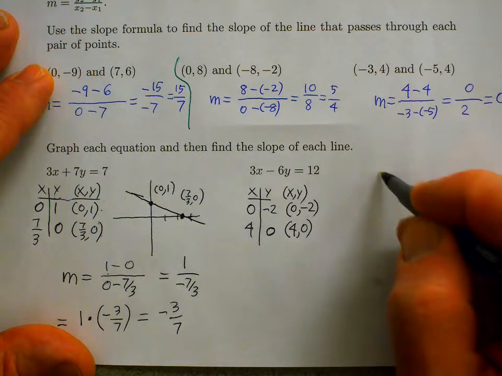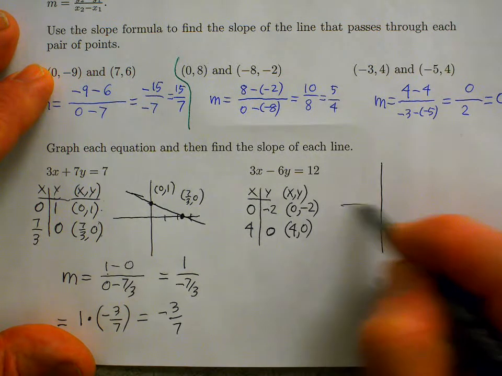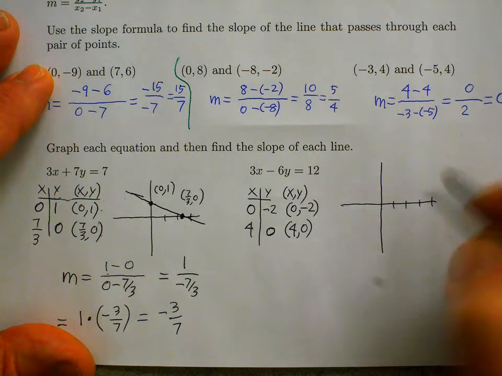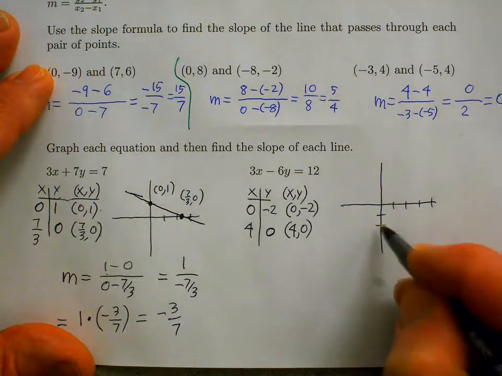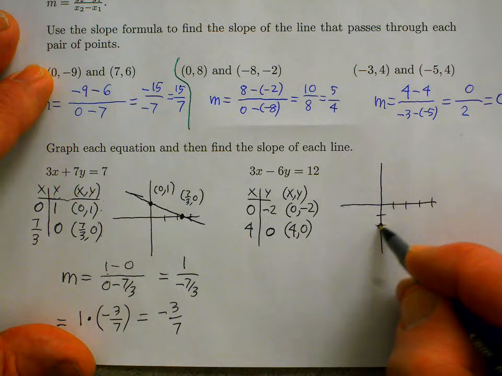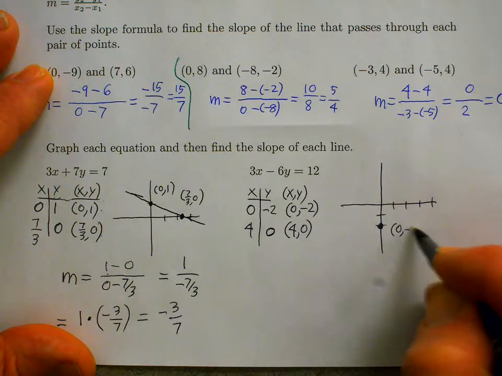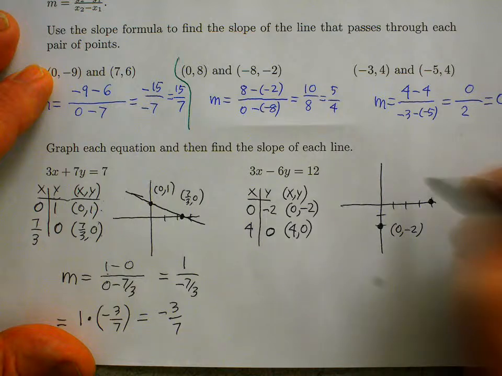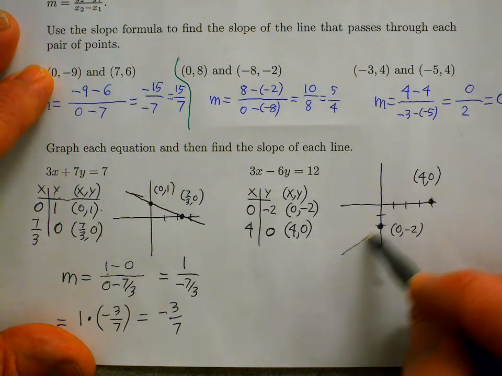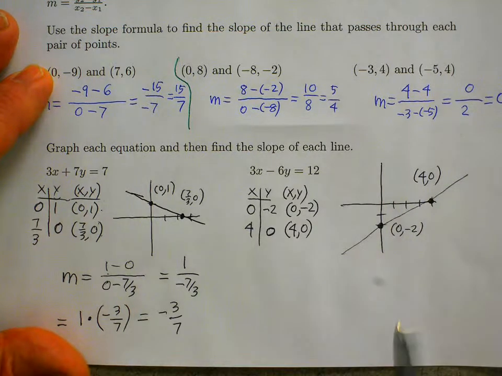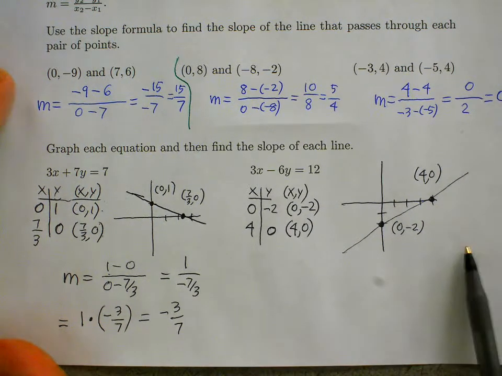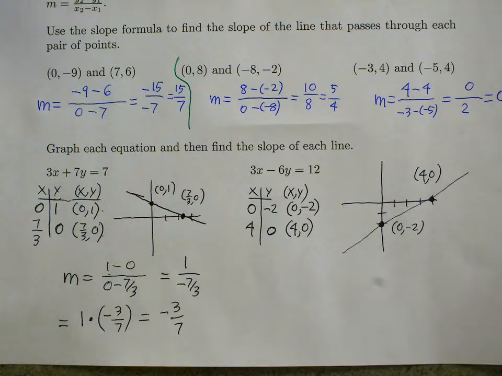Okay, so we can plot those 2 points. So (0, -2) and (4, 0). And then draw a straight line through those 2 points. This line is going uphill, so if the graph is correct, then the slope is positive.